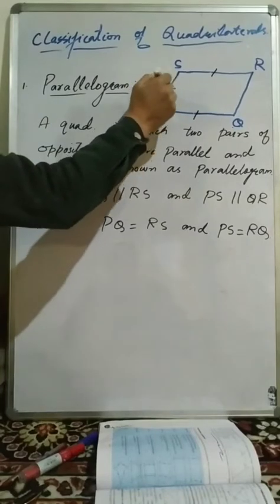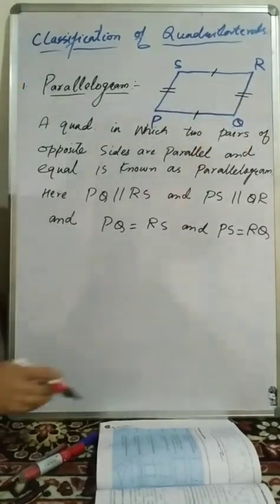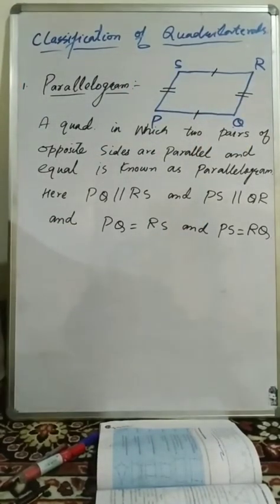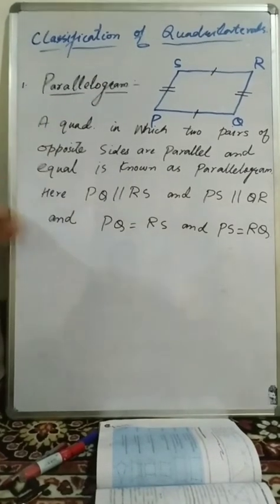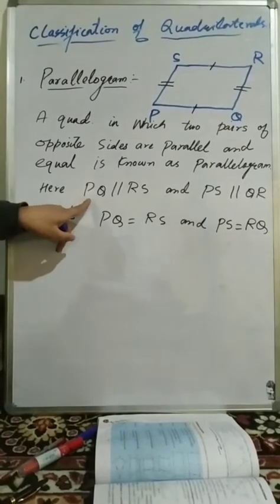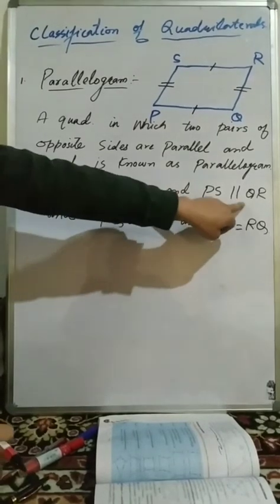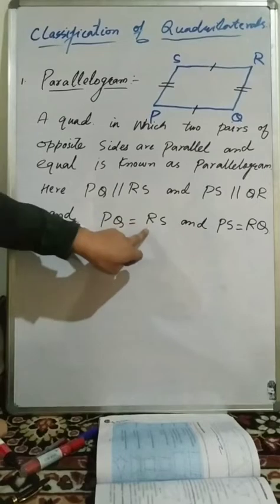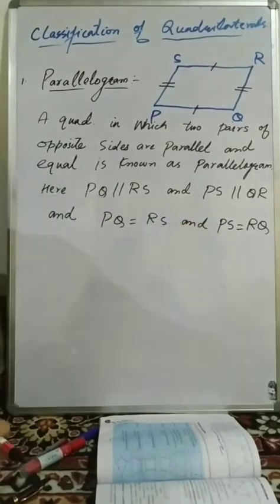If this is 3 centimeter, then opposite side should be also 3 centimeter. That means this category, this quadrilateral is our parallelogram now. So PQRS is a parallelogram if and only if PQ parallel to RS and PS parallel to QR, and PQ must be equal to RS and PS must be equal to RQ.